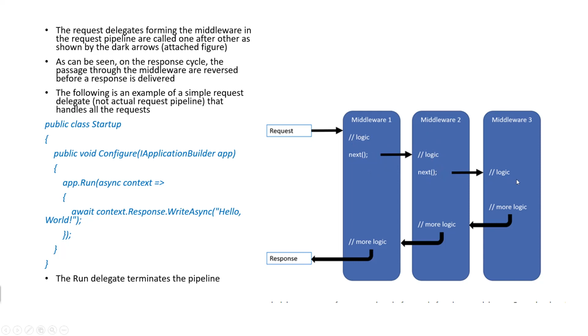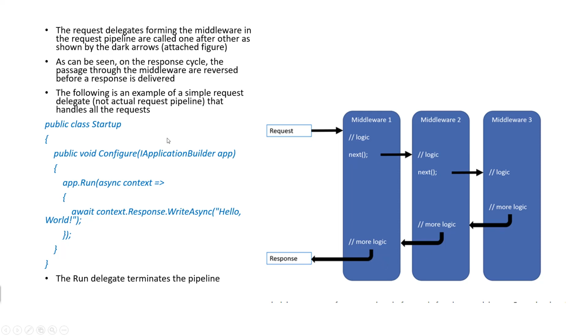The third middleware also has some logic, let's say, and once these three middlewares are passed through, it's the turn for the response to be generated in the request response pipeline. After the last middleware is traveled, it reverses the direction. From middleware 3 it moves to middleware 2 and then to middleware 1 before the response is handed over. The request delegates forming the middlewares in the request pipeline are called one after the other, as shown by these dark arrows. As can be seen, on the response cycle the passage through the middleware is reversed.